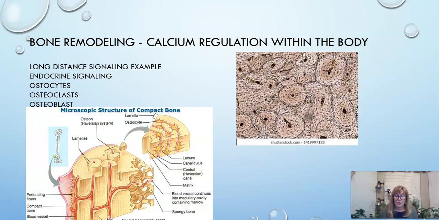Calcium, when the levels get too high within the bloodstream, which is not good either, calcitonin is released from the thyroid and inhibits osteoclasts, so it reduces the release of calcium and increases absorption of calcium. This is, as I said, a type of endocrine signaling.